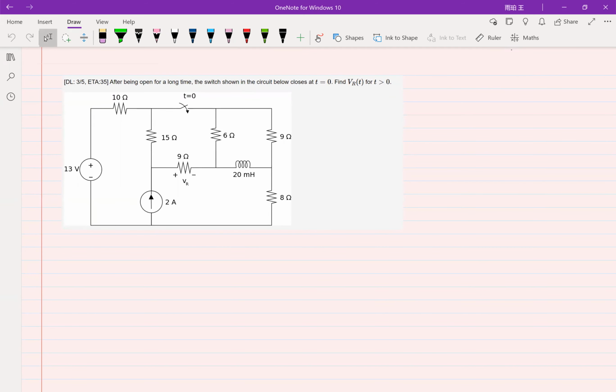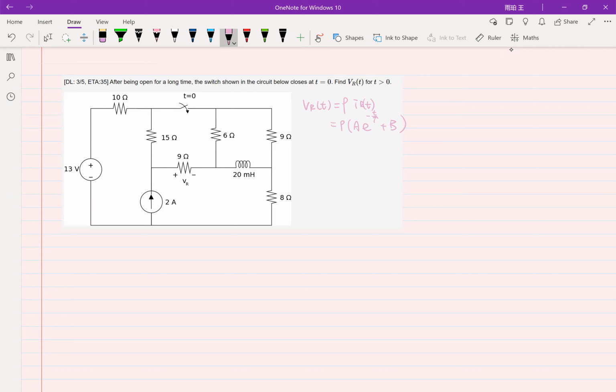So I know that the voltage is going to be in the form of 9 times I_R(t), and I_R(t) will be in the form of A e to the power of negative t over tau plus B. For RL circuits, it's going to have the same time constant as seen by the inductor, just because there are no dependent sources in the circuit.